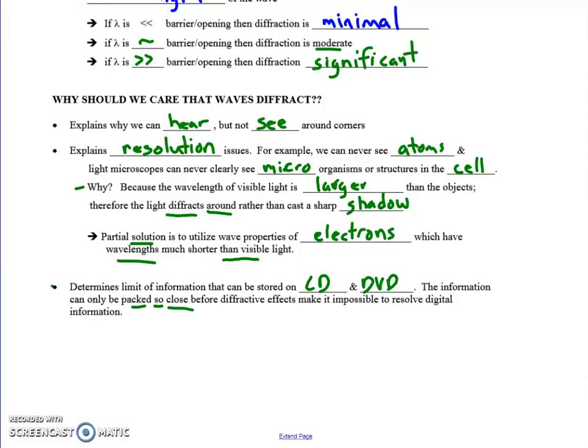So we'll do mathematical aspects of diffraction next. Come in with questions if you have any about the conceptual. You can try the problems on the back of this. There are four conceptual problems, and we'll talk about them in class.